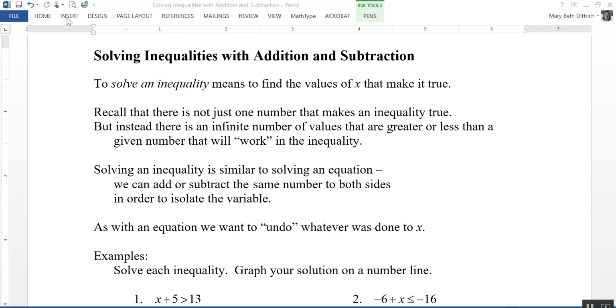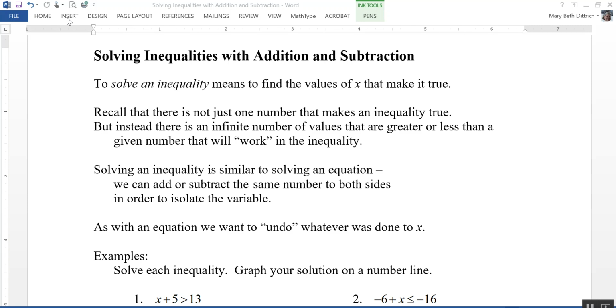This video is on solving inequalities with addition and subtraction. To solve an inequality means to find the values of x that make it true. Recall that there is not just one number that makes an inequality true, but instead there is an infinite number of values that are greater or less than a given number that will work in that inequality.